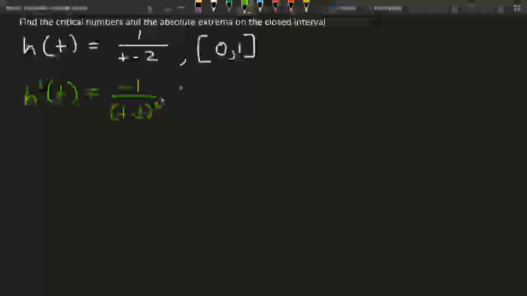So, let's set this to 0 in order to find the critical numbers. 0 is equal to negative 1 over t minus 2 squared. However, if we try to multiply t minus 2 squared into 0, it's just going to end up with 0. And 0 is not equal to negative 1. So therefore, there is no solution.